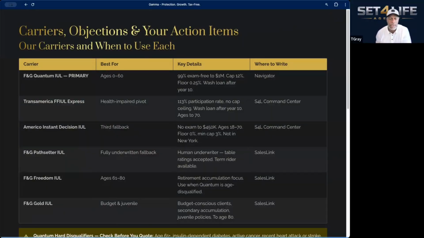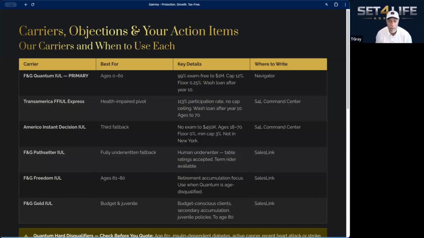F&G Quantum IUL, that's going to be your primary. But here's the thing to remember. F&G Quantum is going to work if your prospect is younger and completely healthy. It's got a lot of knockouts, okay, because it's a really aggressive policy. 12% growth, 0.25% floor. It's 99% exam free up to $1 million. There's a wash loan feature after year 10. So they put a lot of goodies into this, and they basically said, we're going to reserve this for the healthiest people.